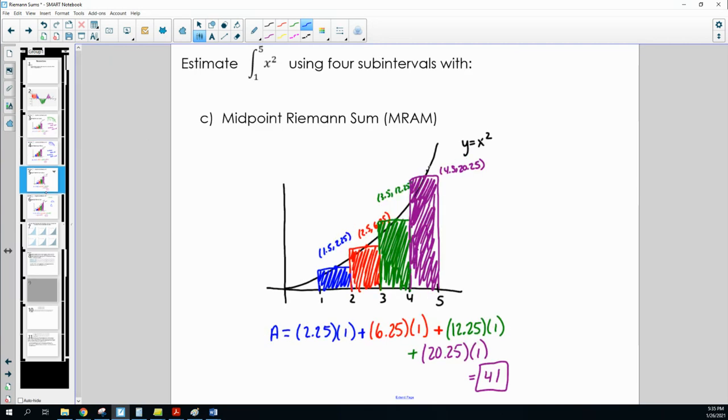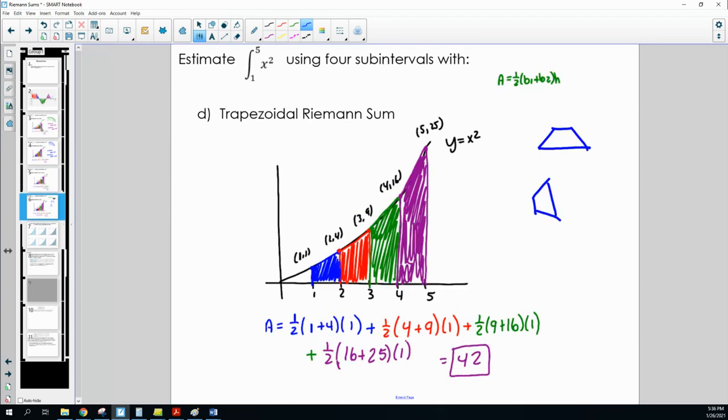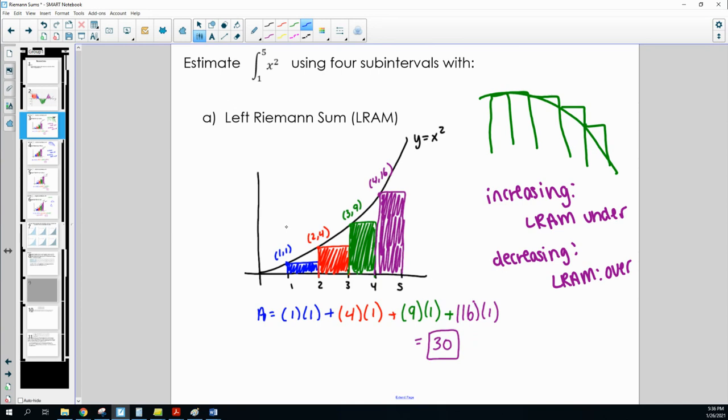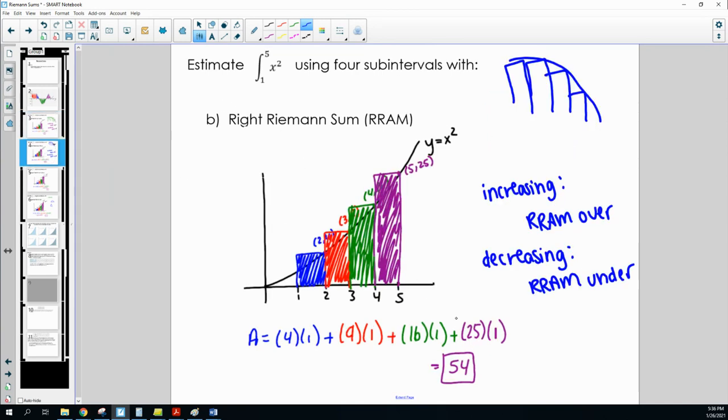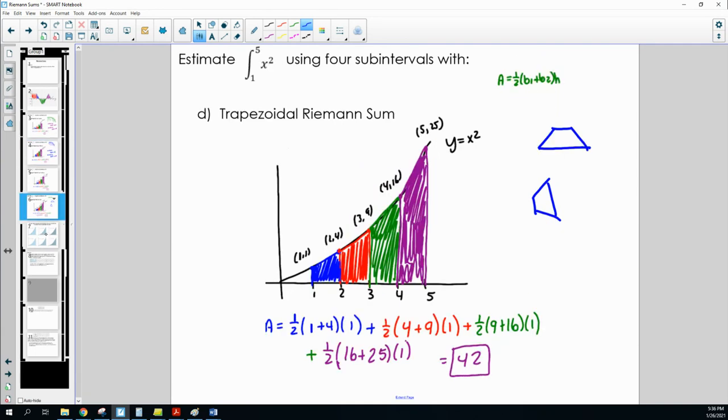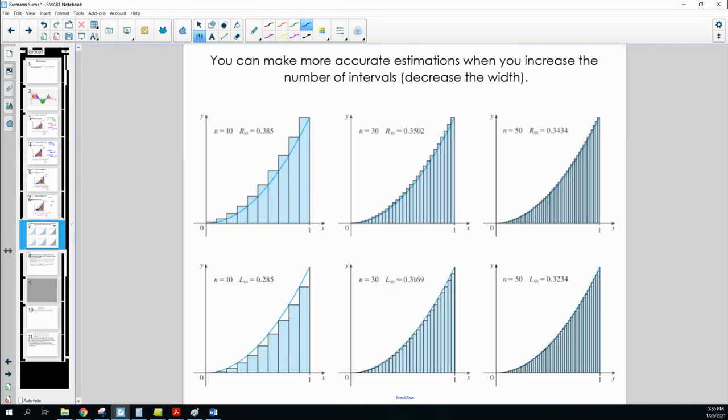For the midpoint and the trapezoidal, we don't really discuss whether they're over or underestimations. They're pretty close to the actual value, so we could see that the midpoint was 41 and the trapezoidal was 42, whereas the left Riemann sum was 30, which is very low, and the right Riemann sum was 54, which is pretty high. Okay, the more rectangles we use, the more accurate this will be. So if I had smaller widths and more rectangles, I would get a very close approximation for the area under the curve.